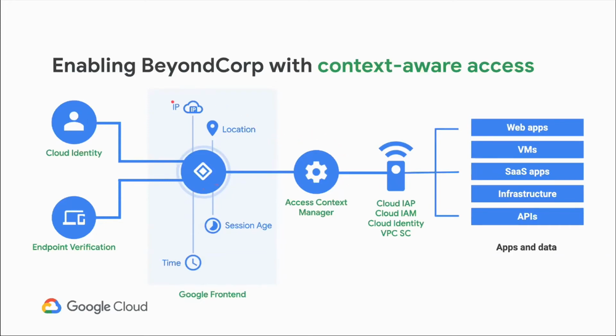So which IP is the request coming from? Where is that IP geographically located? What time of the day is it? What is the age of the session? We look at all the different contexts of the request coming to access that data. And based on the rules that you define, we have proxies that allow you to access that information or not.